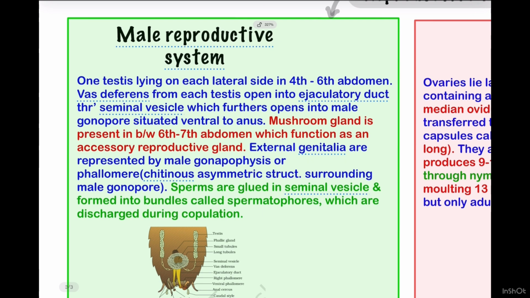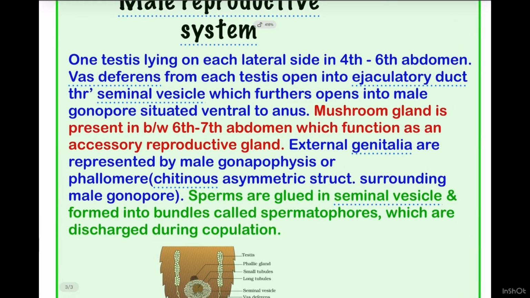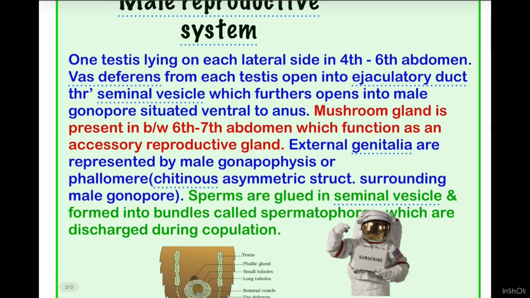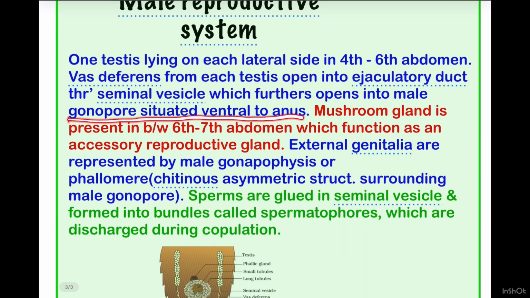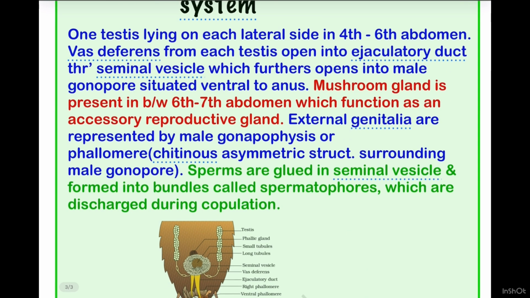When it comes to the male reproductive system, a pair of testes can be seen, one testis lying on each lateral side in the 4th to 6th abdomen. Next, the vas deferens from each testis opens into the ejaculatory duct, and then seminal vesicles, which further open into the male gonopore situated ventral to the anus. The mushroom gland is present between the 6th and 7th abdomen, which functions as an accessory reproductive gland.